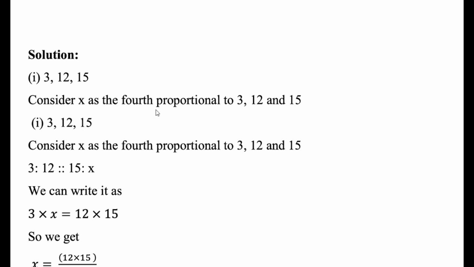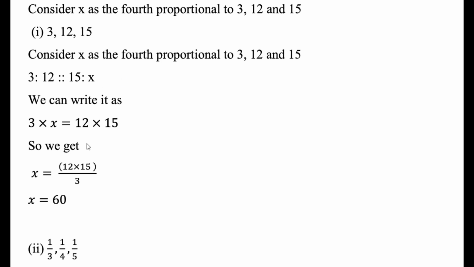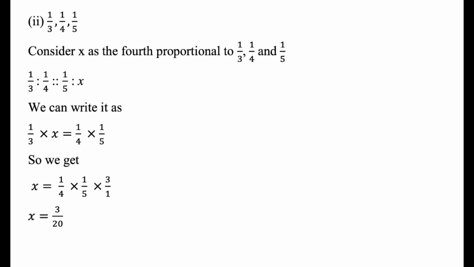So consider the x as the fourth proportional. So we can write 3 is to 12 is equal to 15 is to x. After that, the same way we will proceed. 3 into x is equal to 12 into 15, so x will be is equal to 60. Come to the next problem.